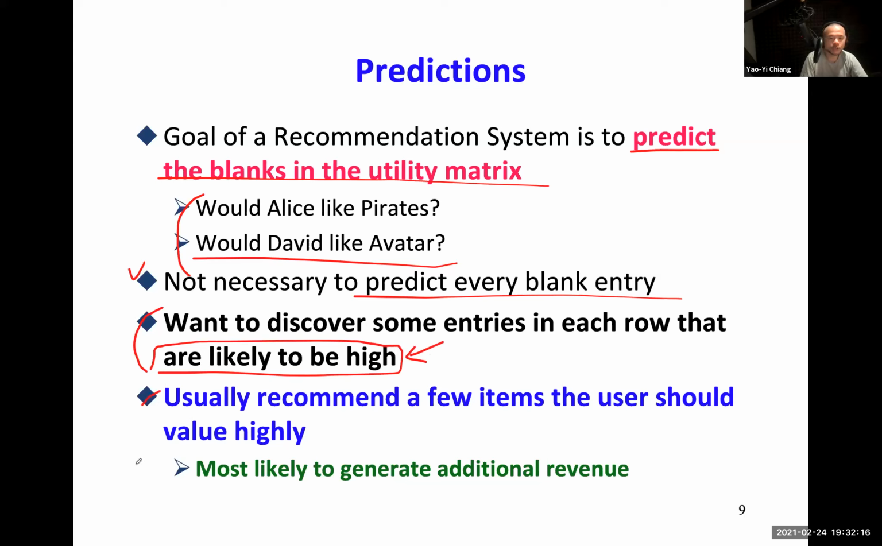We usually recommend a few items that the user should value highly. We do not want to generate all the values, because you cannot recommend 10,000 items to a user. And we are most likely to generate additional revenue if we can recommend stuff to the user.